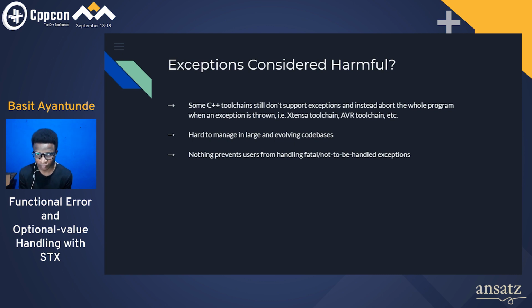Another issue I have personally encountered is with toolchain support. Some toolchains don't support exceptions, and instead resort to fail-fast aborts when you throw an exception. An example is the Xtensa toolchain and the AVR toolchain. Another issue is that nothing prevents users from handling fatal or not-to-be-handled exceptions.